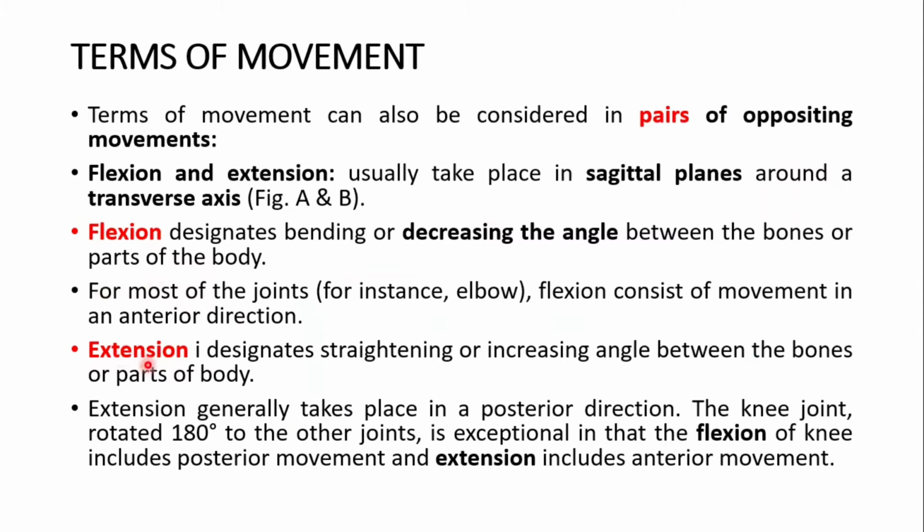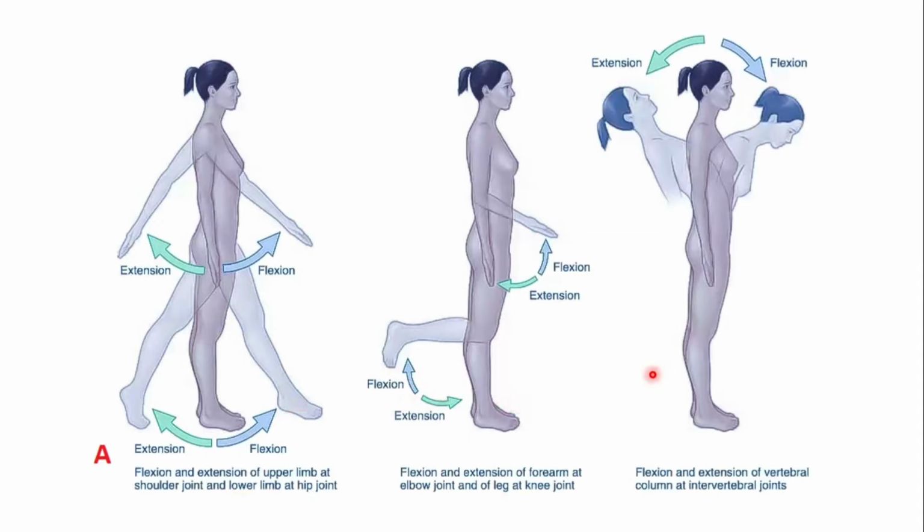Extension designates straightening or increasing the angle between the bones or parts of the body. I told you already, extension generally takes place in the posterior direction. The knee joint rotates 180 degrees compared to the other joints, as expected. It's exceptional in that the flexion of the knee includes posterior movement and extension includes anterior movement, right? You could see this is the knee joint. This is flexion, posteriorly, and extension is anteriorly. This is the exception to the other joints.